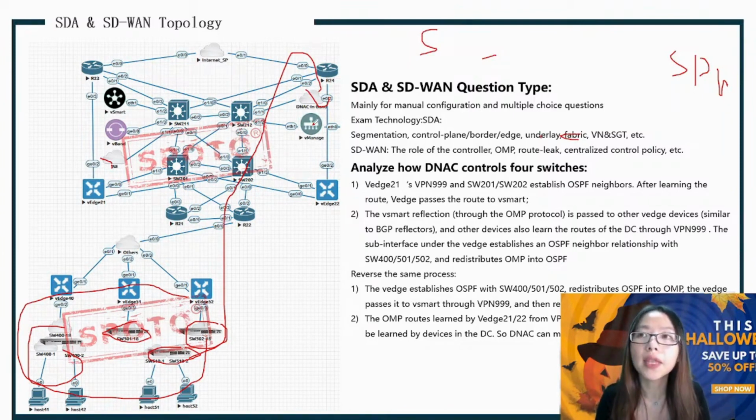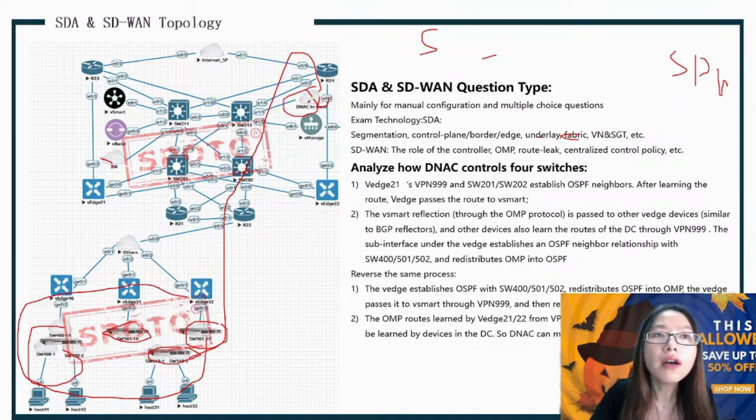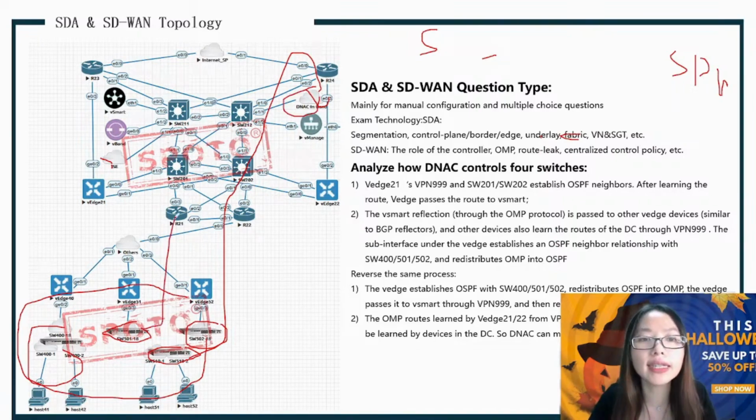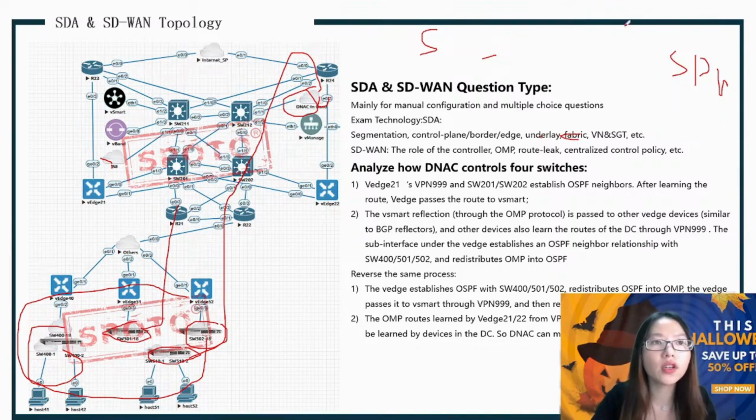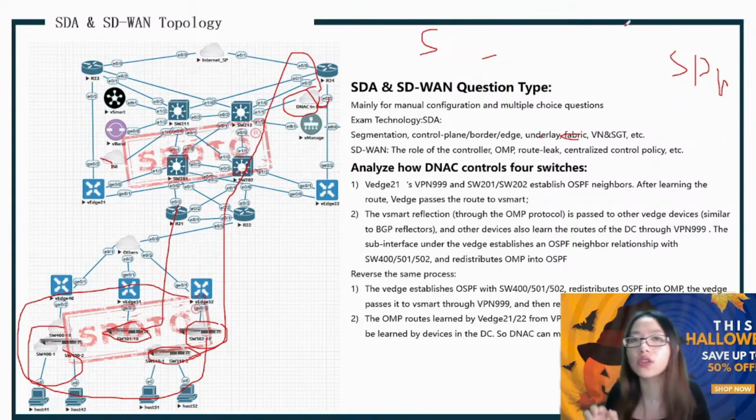You should know how the 4 switches come online at DNA Center. So I will share with you an analysis of the process of a switch going online at DNA Center. First, you should know the underlay data.